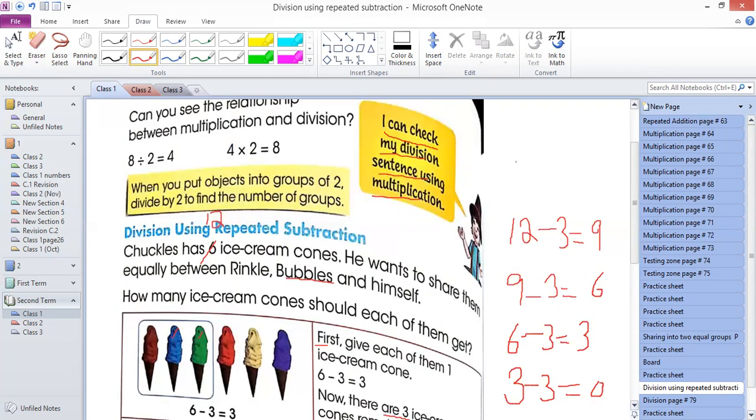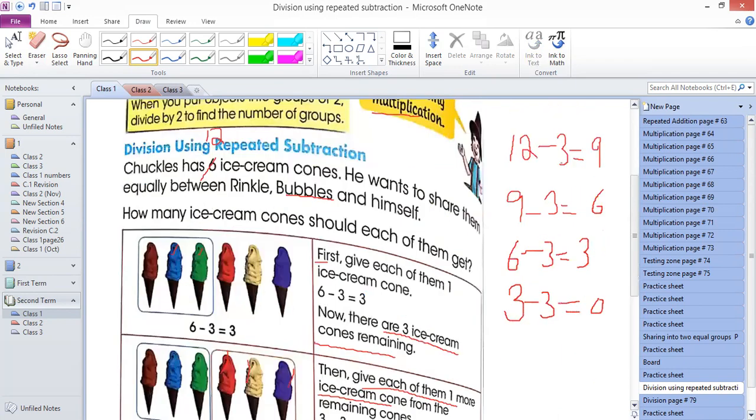Why are you subtracting 3? Because there are 12 ice creams and you have to divide them among 3 people. That's why you will minus 3, 3, 3 from every number until you reach 0. First 12 minus 3, when you give 1 ice cream to each, so 9 ice creams left. Again you give 1, 6 ice creams left. Again 1, 3 ice creams left. And then when you give 1 again, it is 0.